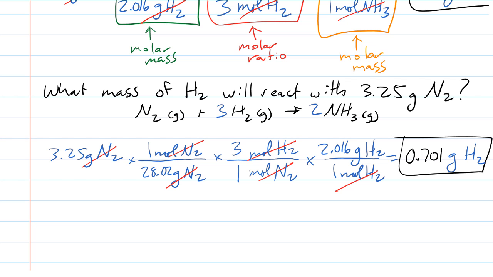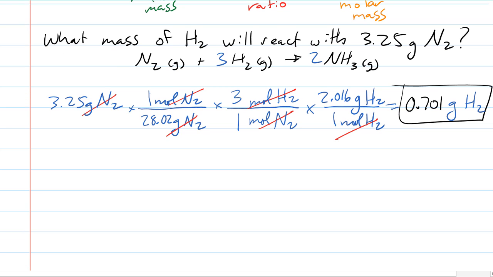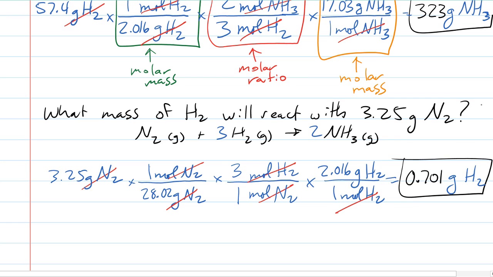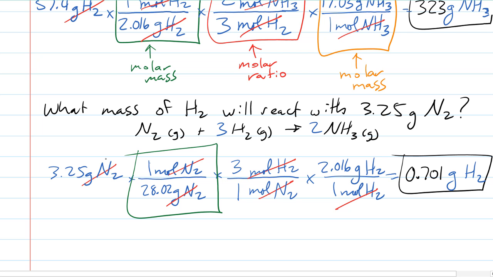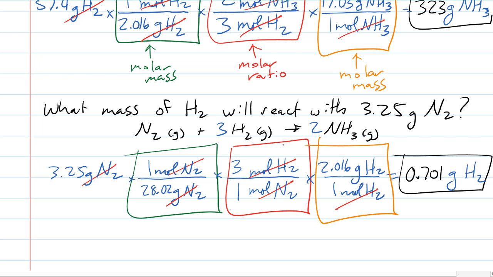Now, just a very quick thing, and then I'm putting you to work. Let's review. What are the names of these conversions? First one here is called a molar mass. Next one is a molar ratio. The last one is a molar mass. The only thing new we learned today is molar ratio. All right, let's practice.